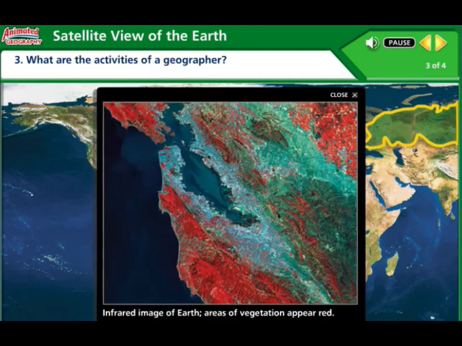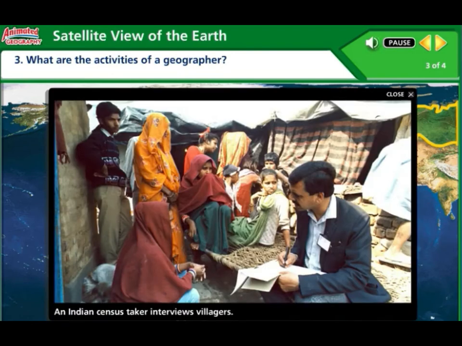Some geographers focus their study on the planet and are known as physical geographers. They might create maps or study the weather. Other geographers trace the movement of people and how they interact with the planet. They are known as human geographers. Human geographers might interview people to learn more about their lives.